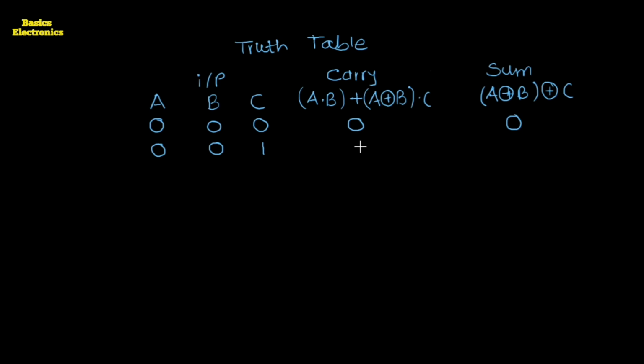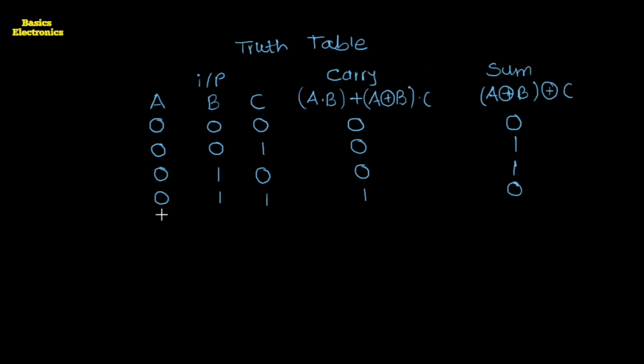Okay, so here the carry obtained is equal to 0 and sum is equal to 1. When the inputs are A is 0, B is 1 and C is equal to 0, again we get the carry equal to 0 and sum is equal to 1. When the input A is 0, B is equal to 1 and C is equal to 1, at that time you get the carry equal to 1 and sum is equal to 0.